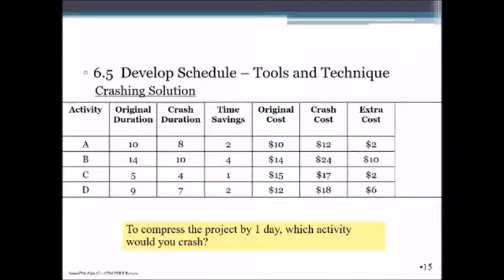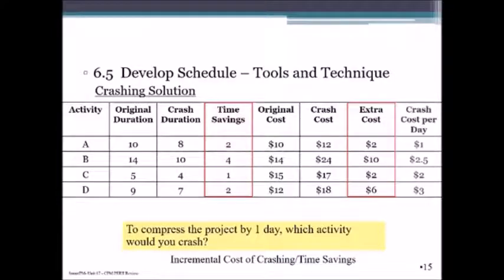Here is the solution. First step, let's determine the extra cost. We've highlighted that. And let's also determine the time savings associated with that extra cost. And what we want to do is calculate the crash cost per day. So the extra cost of $2, time savings of 2 days, is crash cost per day for activity A. We do that for each of the activities. So if we wanted to compress the schedule by 1 day, we would ideally choose activity A because it has the least crash costs per day.